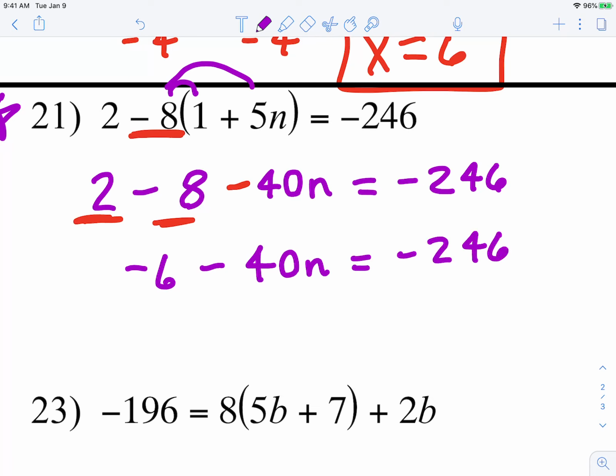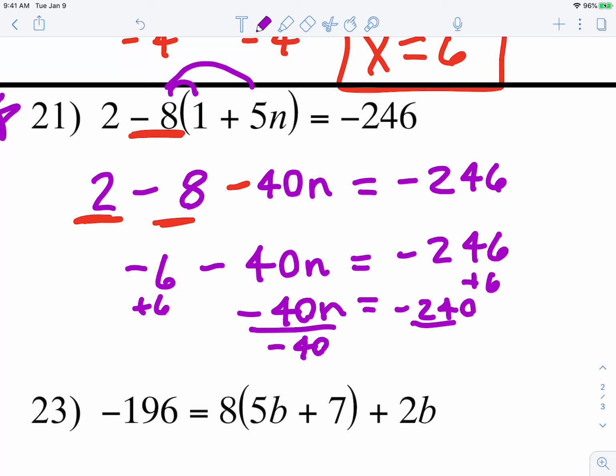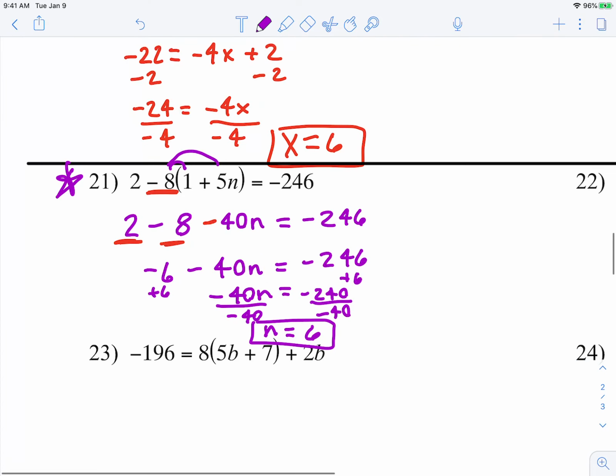We will add the 6 to the other side, or to both sides. If you want to write it out, you can. Some people might even skip this and just write negative 240. You can do that as well. And then I know 4 goes into 24 6 times, so 40 should go into 240 6 times as well. And that'll be it there on that one.